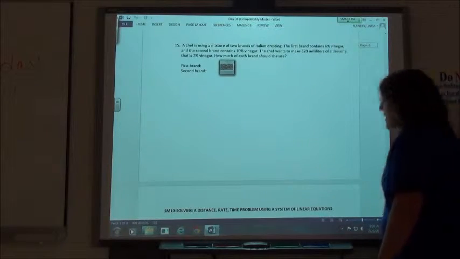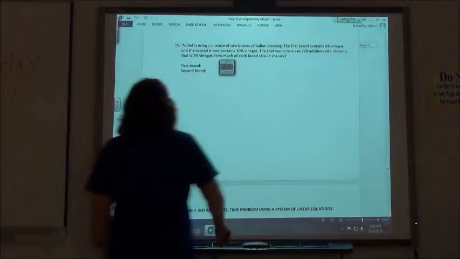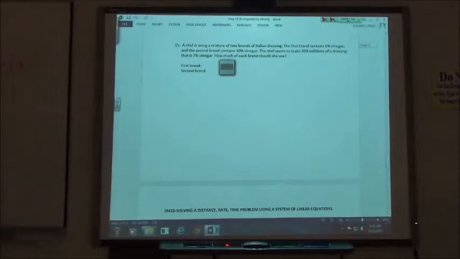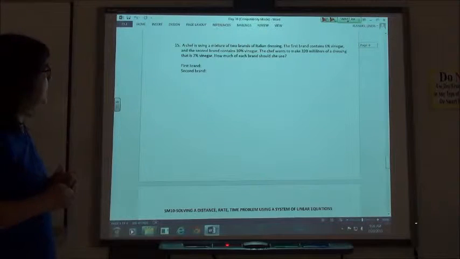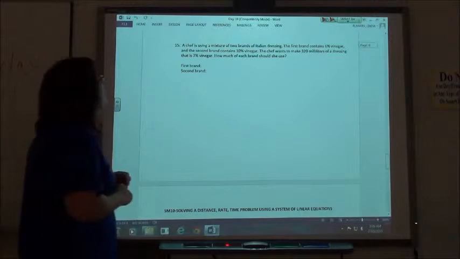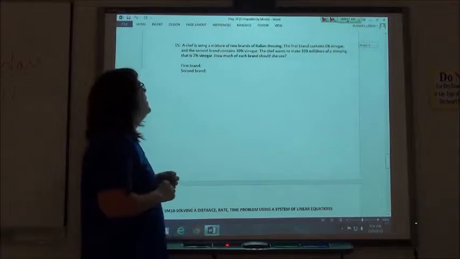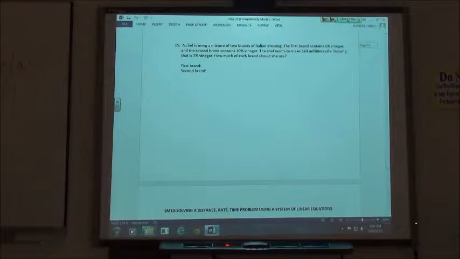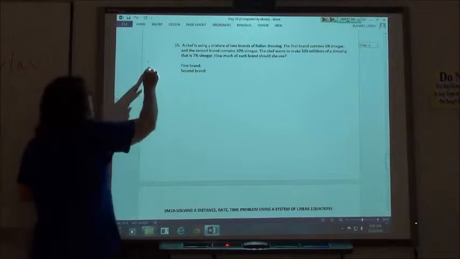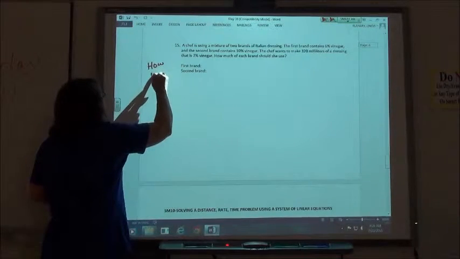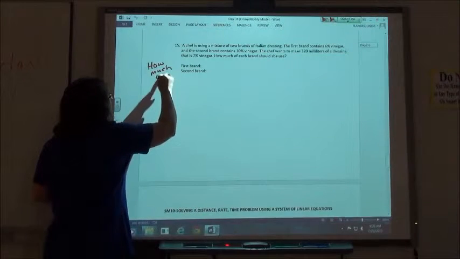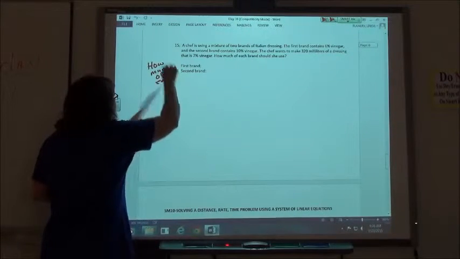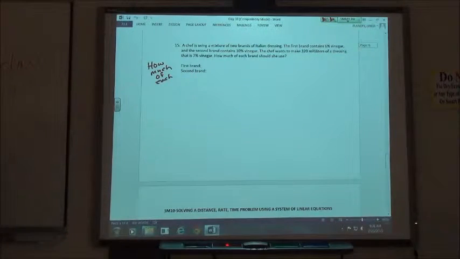Number 15, same kind of thing. A chef is using a mixture of 2 brands of Italian dressing. The first brand contains 6% vinegar. The second brand contains 10% vinegar. The chef wants to make 320 milliliters of a dressing that is 7% vinegar. How much of each brand should she use? How much of each one?